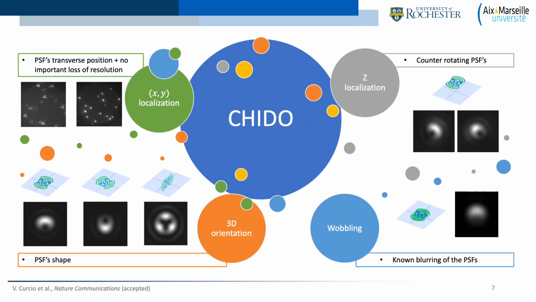With this, I hope I have convinced you that CHIDO is a great technique for super resolution polarization microscopy, since it not only enables the common traditional super resolution in the transversal position, but also gives the information of the 3D orientation by changing the PSF shape. Also, the Z localization, the in-depth localization, can be obtained by the counter-rotation of the PSFs. And lastly, the wobbling or movement of the molecule can be obtained by the blurring.